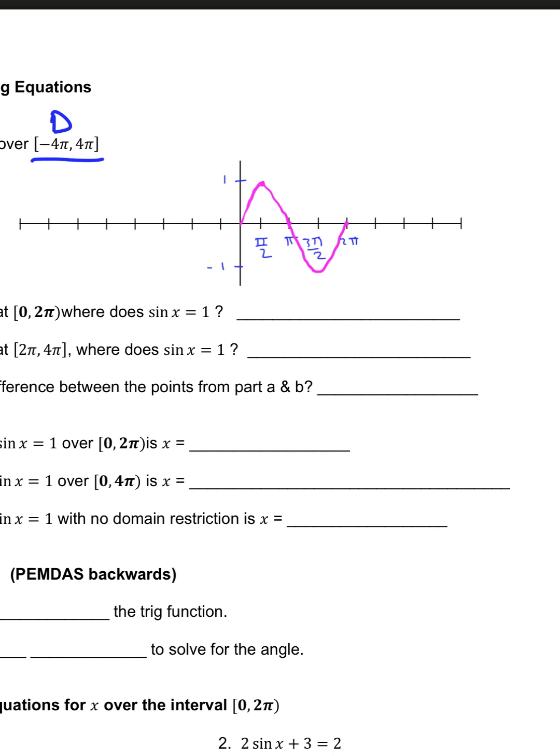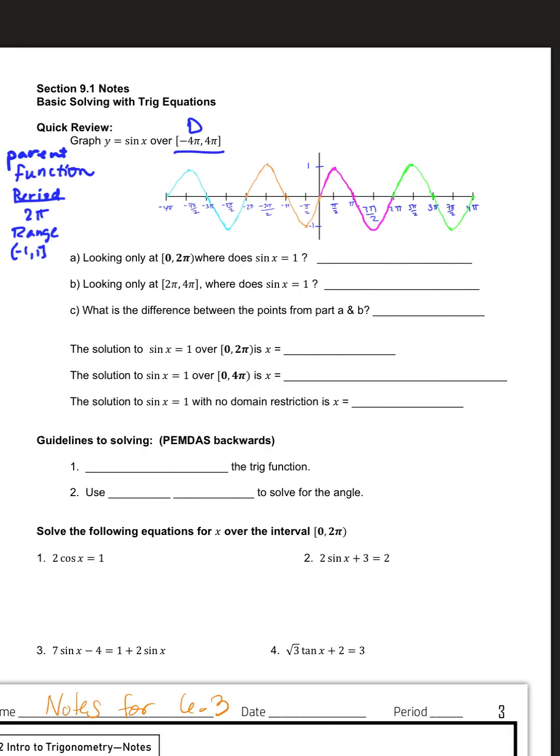So I'm going to finish graphing all this out from negative 2 pi to 2 pi, and negative 4 pi to 4 pi, and see how it looks. Okay, here we have a great graph from negative 4 pi to 4 pi, and I graphed each of the periods in different colors, so you can see there are 4 periods here.